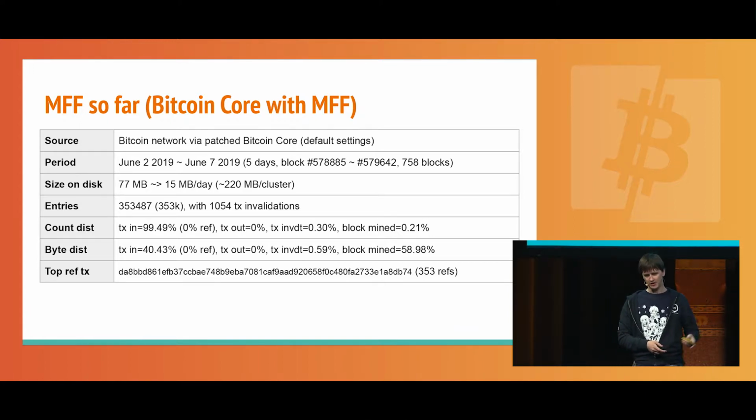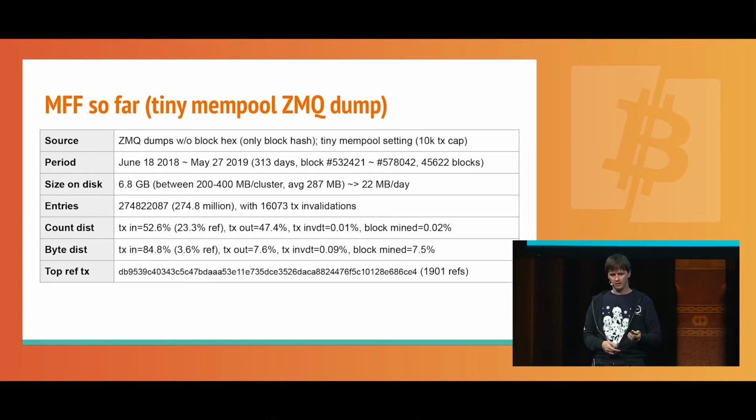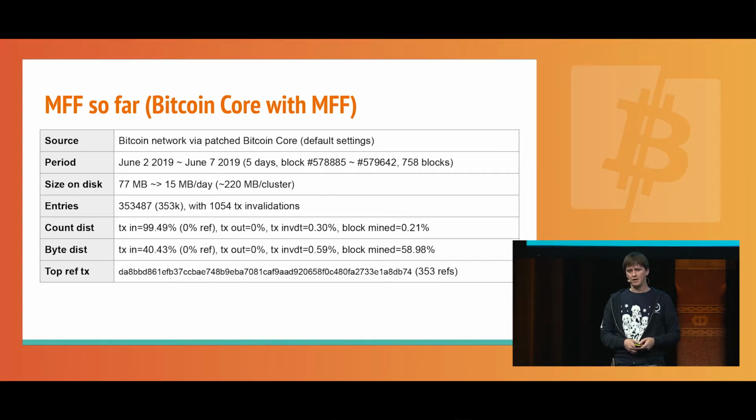So of note here is that this has only been running since June 2nd, but there's a transaction here which has like 353 references, which means that it probably has a bunch of outputs that were spent. I will show these 3 transactions. This one has 1,900 references from last year, so a lot of references. Anyway, I'll show these transactions later. You'll see that they're all from miners and exchanges.